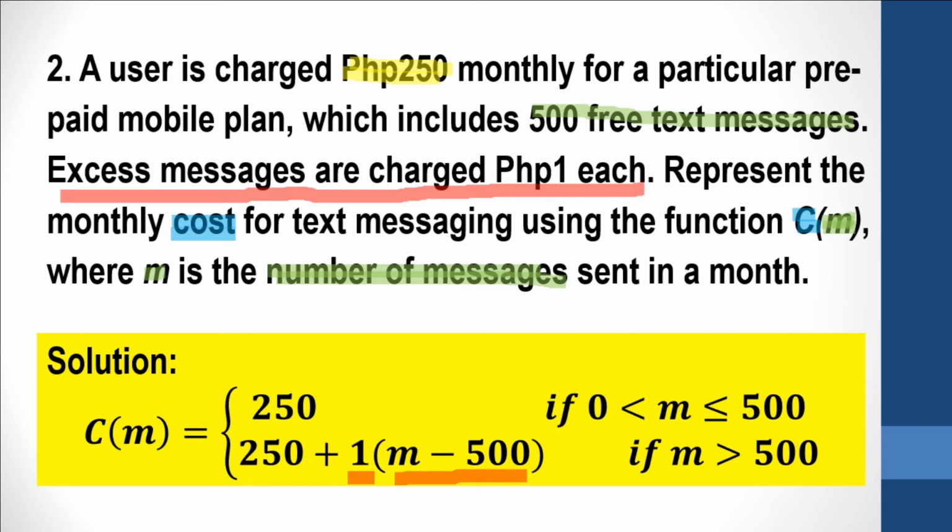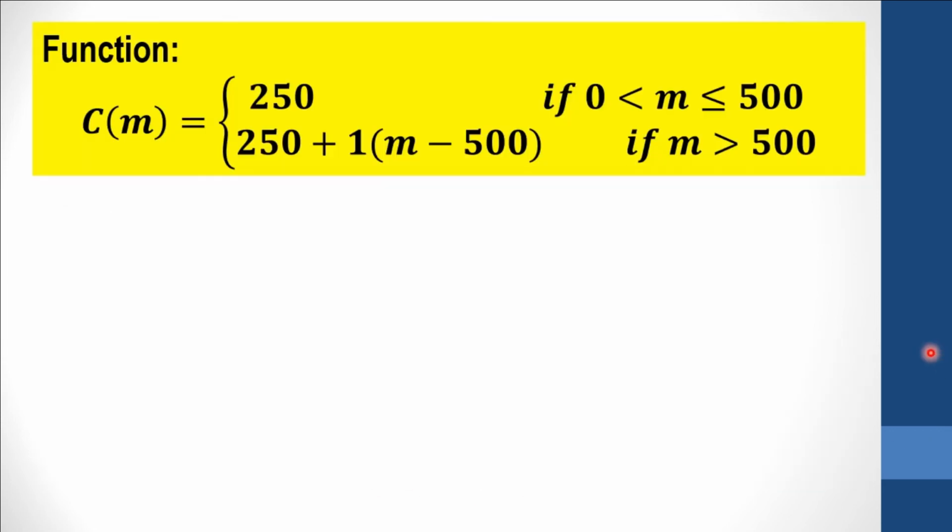Bakit M minus 500? Itong si M, yung actual number of messages mo, minus 500. Nag-minus tayo ng 500 kasi si 500 dito, nabayaran mo na dito sa 250. Kaya i-minus mo na siya. Ang babayaran mo na lang additionally ay yung excess o yung sobra. Let's have an example para maintindihan natin ito. This is now our function.